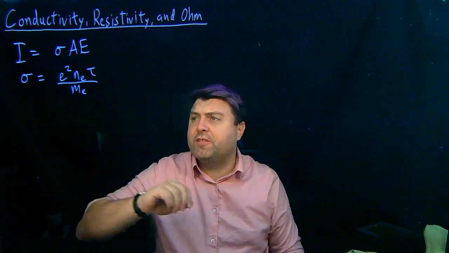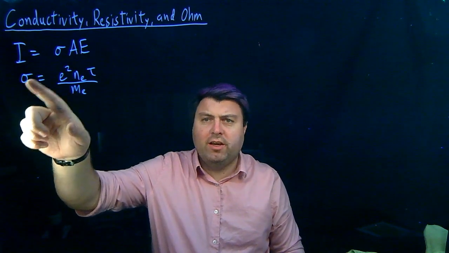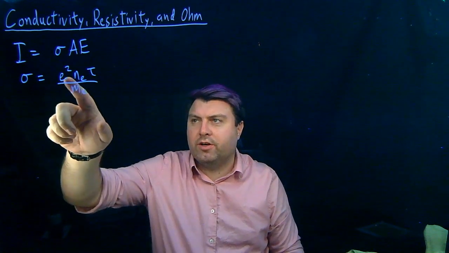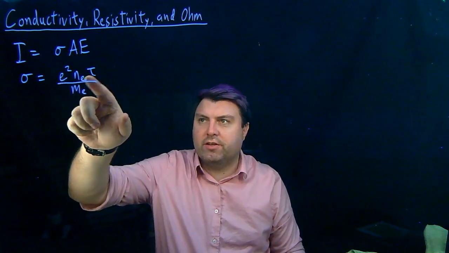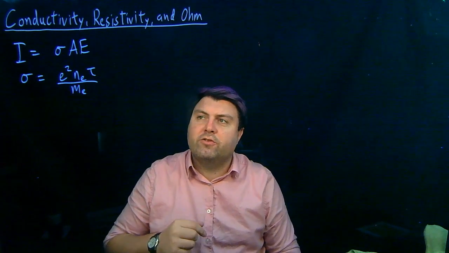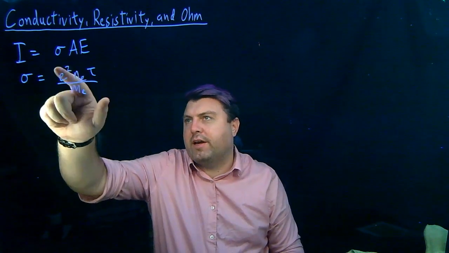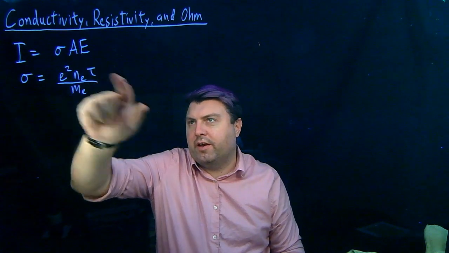So from the previous video, we defined the conductivity as a collection of properties of the metal and the electrons. We've got the electron charge, number of electron density, and the drift time and the mass. And we find that our current can be defined as the conductivity, the area, and the electric field.